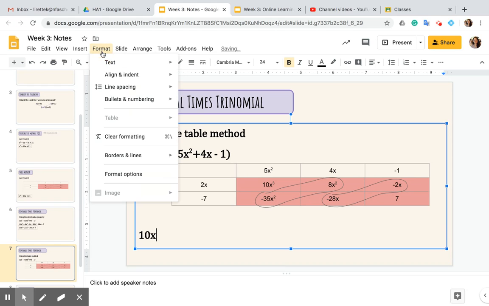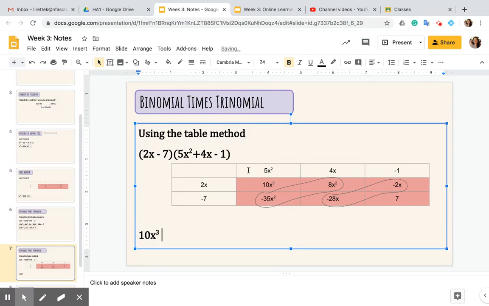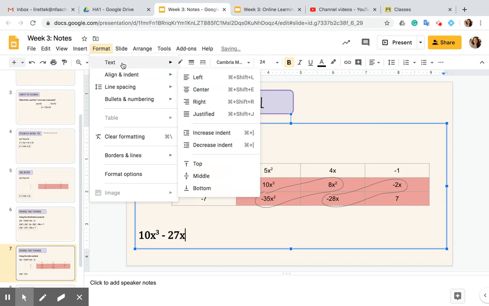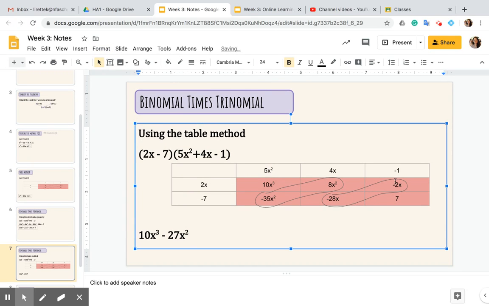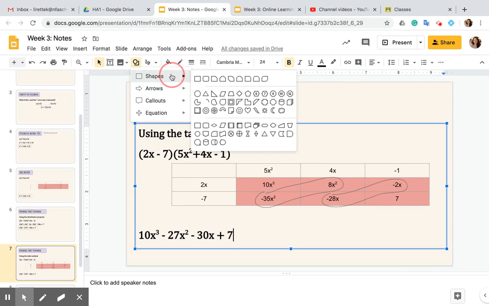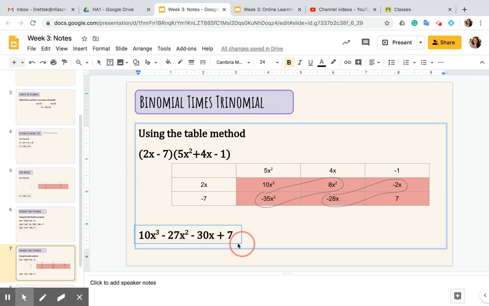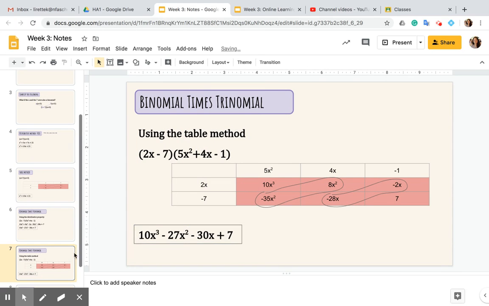10x cubed doesn't combine with anything, so I'm going to list that first. If I combine these two, again, I should get a -27x squared. And then if I combine these two, I should get a -30x, and then the +7 comes down for the ride. Here's my final answer. Make it transparent so you can see it. And as you can see, we get the same answer using two different methods.